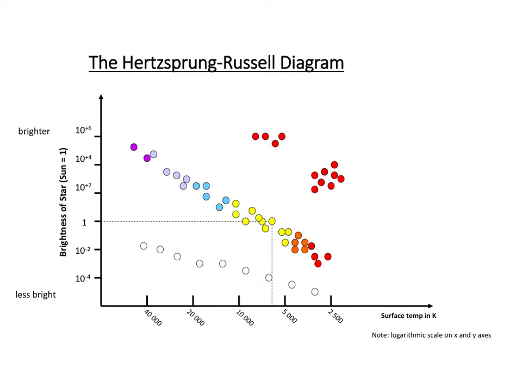So the next part we're going to label is the red supergiants. They are from our larger stars. They'll move up from the main sequence up to the red giant stage.